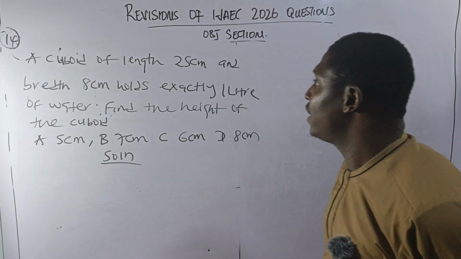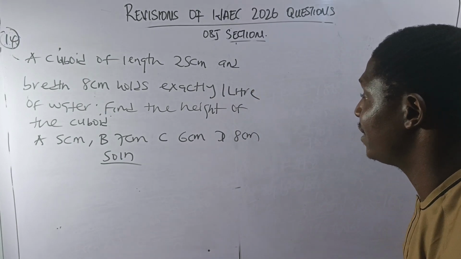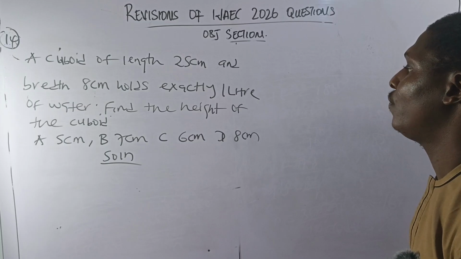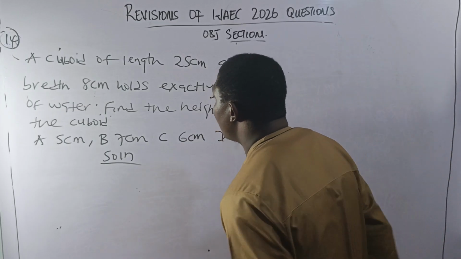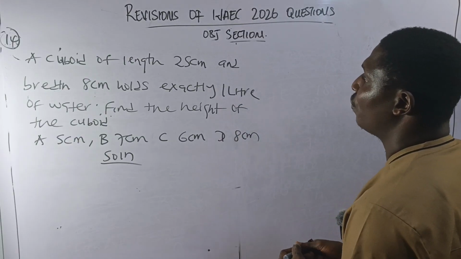which corresponds to my C. Question 14 says, a cuboid of length 25 centimeters and breadth 8 centimeters holds exactly 1 liter of water. So I find the height of the cuboid. Now, since we have 3 parameters, it simply means they are talking about volume.